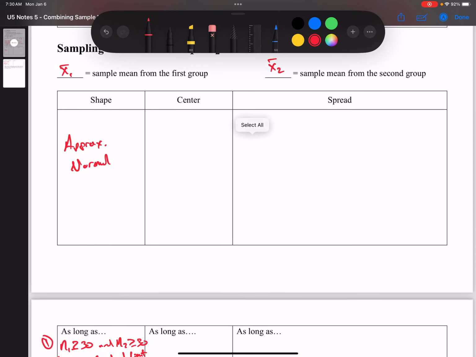And then same thing for center. Our mean for group 1 is going to be equal to the population mean of group 1, and same thing for our sample for group 2. It's going to be equal to the mean of group 2. So remember, when we're combining distributions, we're looking at mu of x bar 1 minus x bar 2. It's going to be equal to mu 1 minus mu 2.